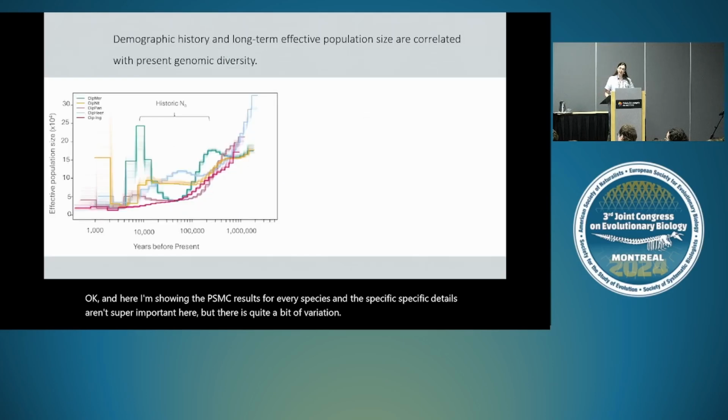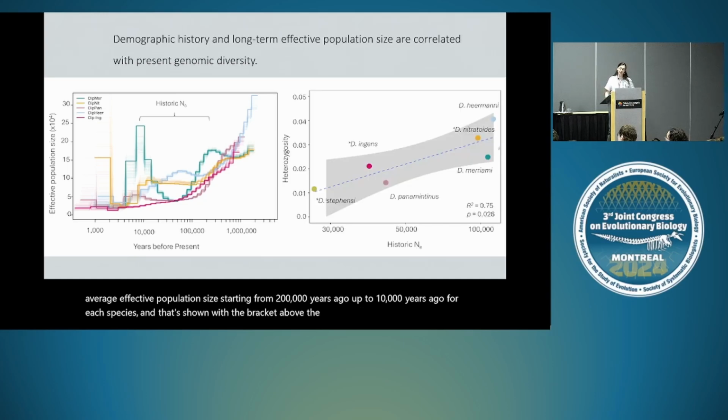To explore the relationship between demographic history and heterozygosity, I took the average effective population size starting from 200,000 years ago up to 10,000 years ago for each species, and that's shown with the bracket above the plot. I did find a strong correlation between historic effective population size and present heterozygosity. For example, in magenta, Dipodomys ingens has had a small and decreasing effective population size for the last 1 million years, which might explain why we see lower genetic diversity in them than Dipodomys nitratoides in yellow, which has historically had a larger population.